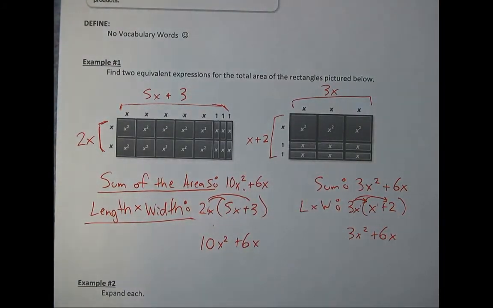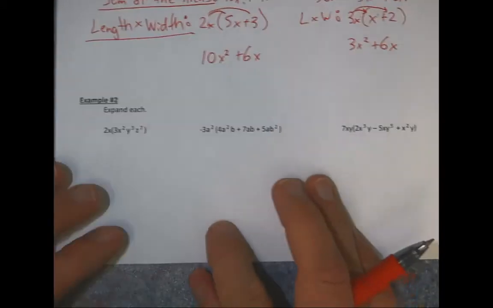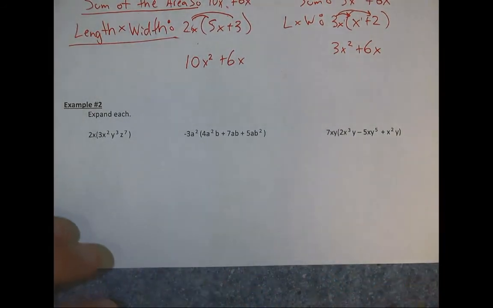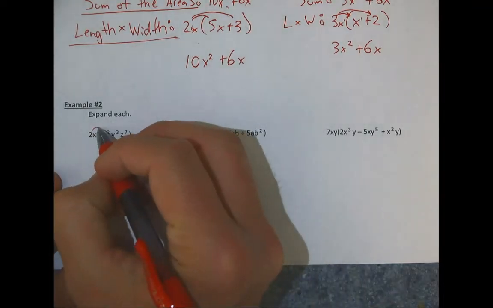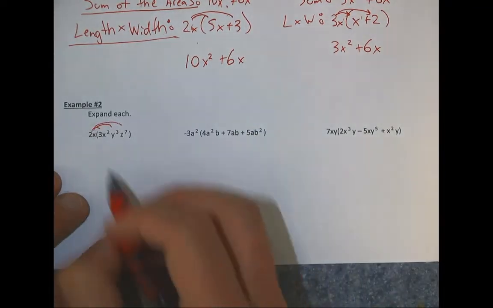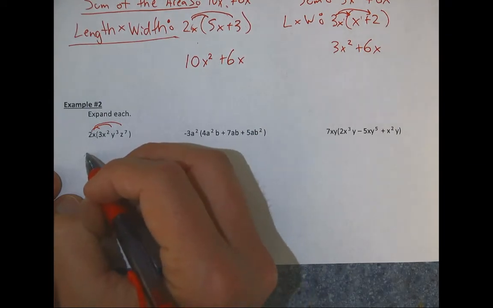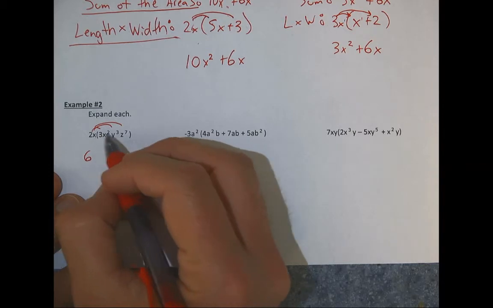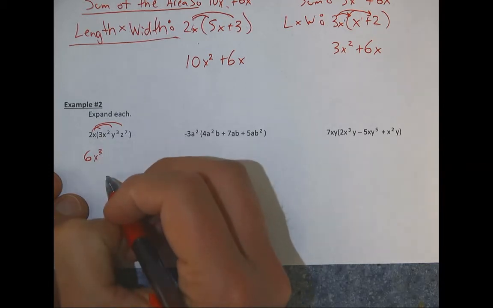So now that you see how to do that, the bottom should be pretty easy. And I think this lesson will be pretty easy. Just got to make sure you remember all your product rules. So we're just distributing here. So this times this is 6 with the coefficients, x to the first times x to the second. You add those together, that's x to the third.